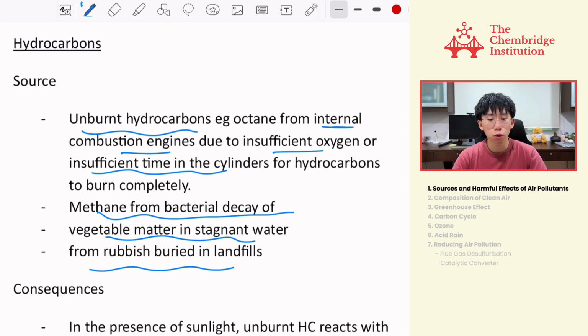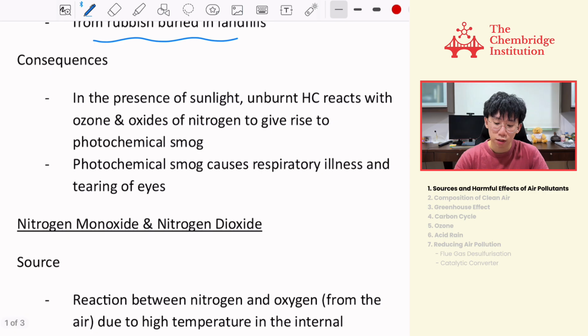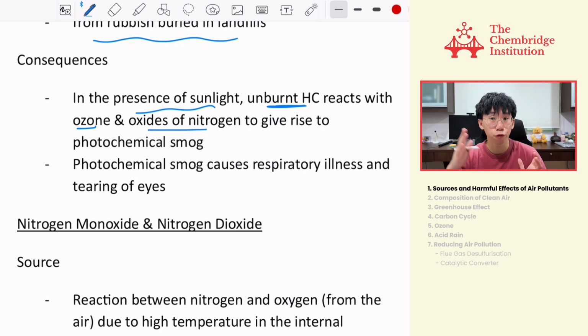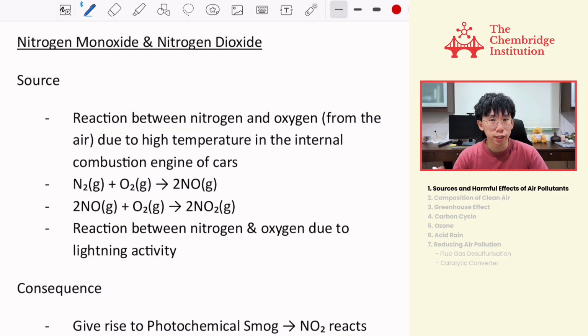So the consequences of these hydrocarbons are that in the presence of sunlight, these unburned hydrocarbons will combine and react with ozone and oxides of nitrogen to give rise to photochemical smog. This photochemical smog causes respiratory illnesses and actually the tearing of your eyes as well, which is very annoying. The next pollutant is your nitrogen monoxide or your nitrogen dioxide.